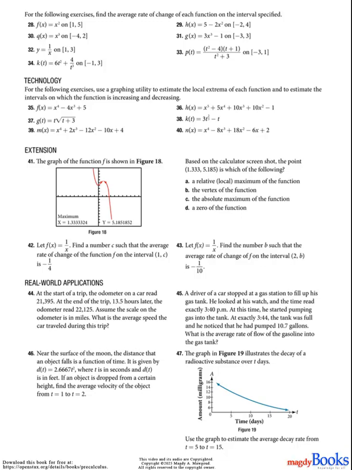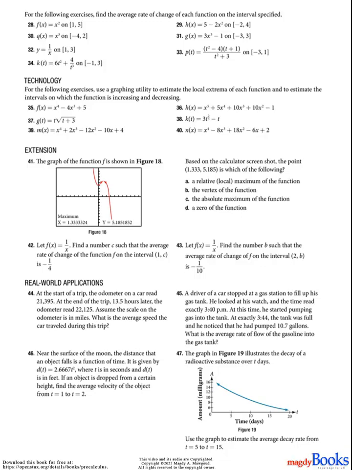31. g of x equals 3x cubed minus 1 on [-3, 3]. 32. y equals 1 over x on [1, 3]. 33. p of t equals (t squared minus 4) multiplied by (t plus 1) divided by t squared plus 3, on [-3, 1]. 34. k of t equals 6t squared plus 4 over t cubed on [-1, 3].